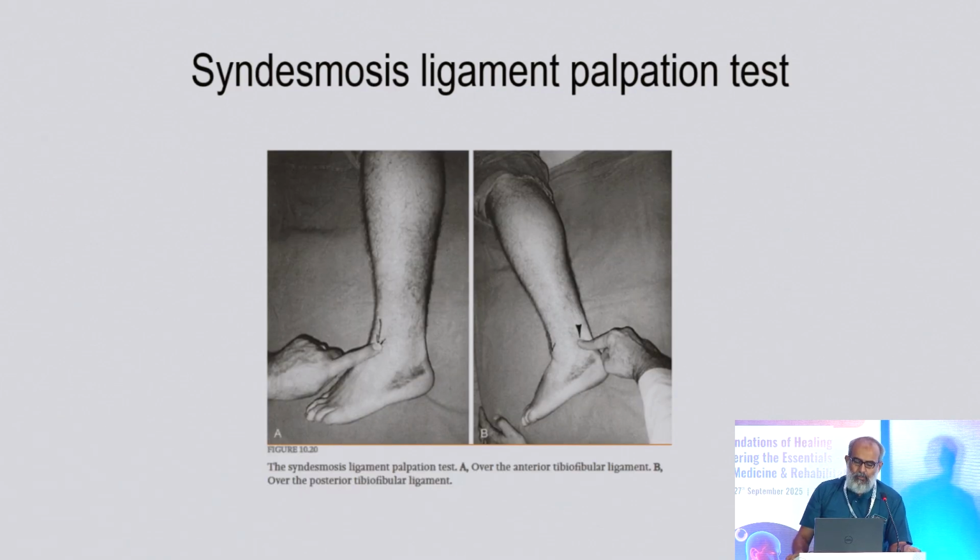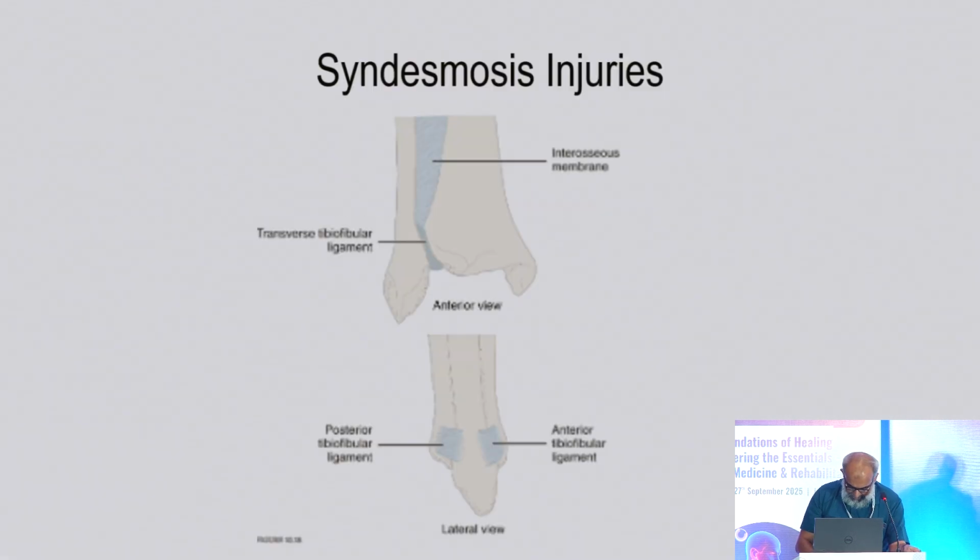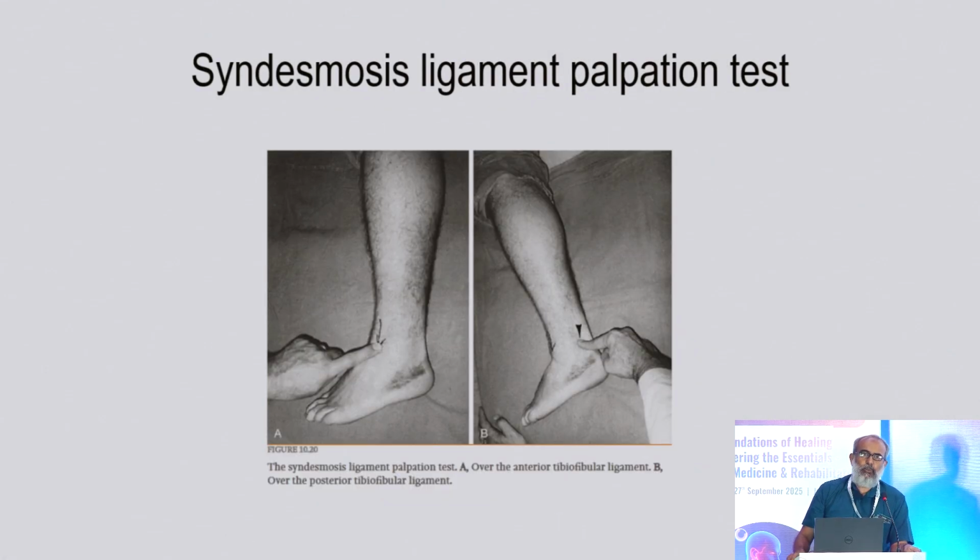Then you know the areas of the tibiofibular ligaments, and you palpate over these areas, anteriorly and posteriorly. Usually these ligaments are anterior, you can actually see those ligaments. You have the anterior, posterior and transverse, then the interosseous membrane. Your palpation is mainly for the anterior and posterior tibiofibular ligaments. If there is tenderness, that is indicative that there can be a syndesmotic injury.